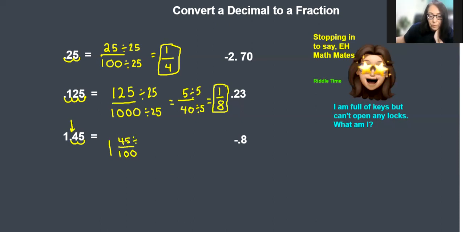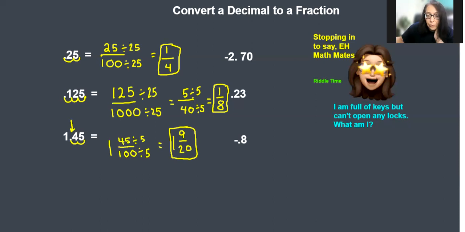What goes into both of them? Well, we know 5 goes into both of them. When I do that, what do I get? I'll put my 1 there. 45 divided by 5 is 9. And 100 divided by 5 is 20. And it's reduced. Everybody doing okay? If you have any questions, just let me know and I'll be happy to help you. All right, the next one.